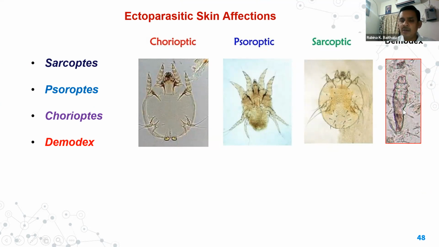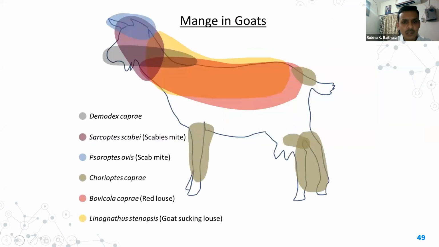Demodex is cigar-shaped, so by seeing morphologically you can clearly differentiate. In case of Sarcoptes, as you know, all the legs are not exposed outside, whereas in case of Psoroptes and Chorioptes, all four pairs of legs project outside. In this way you can differentiate morphologically, and we'll go one by one.